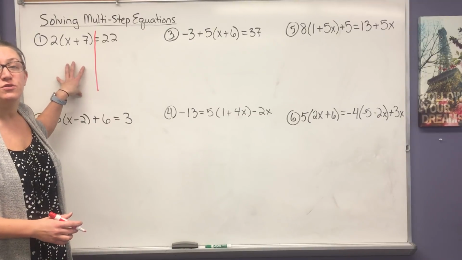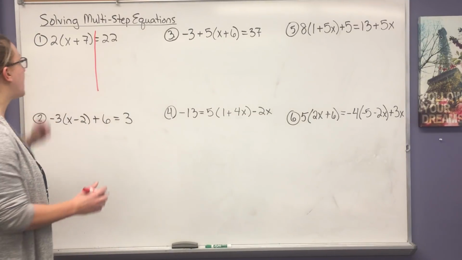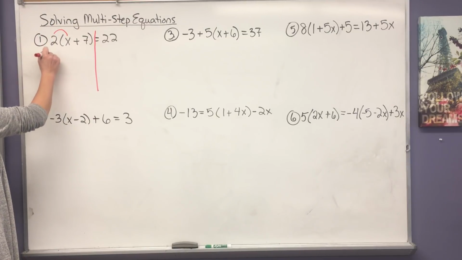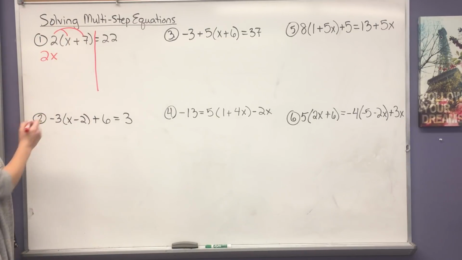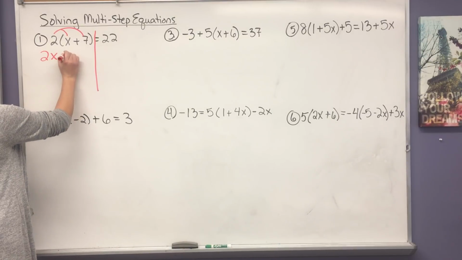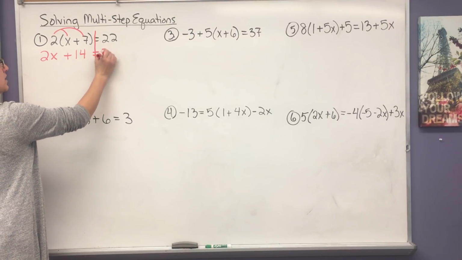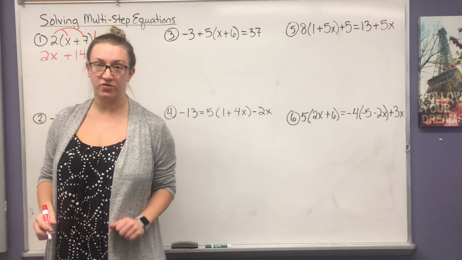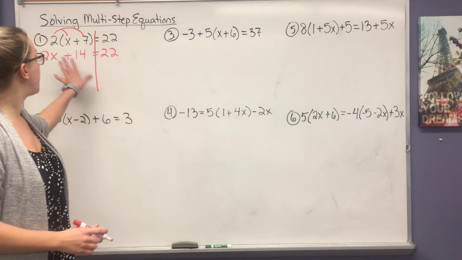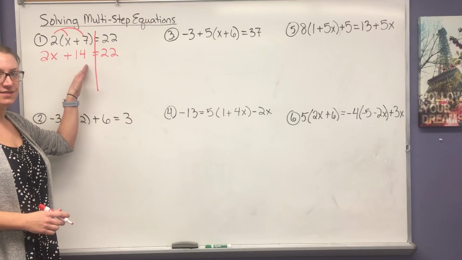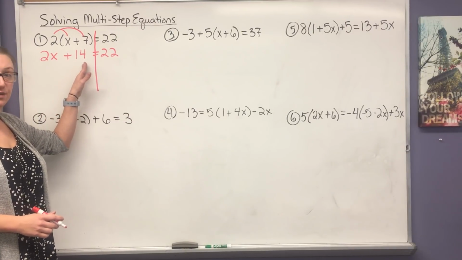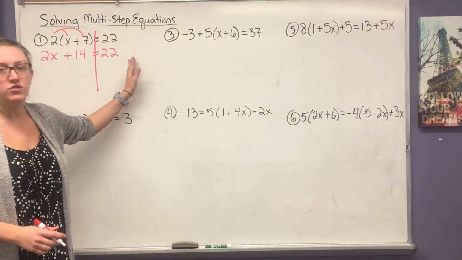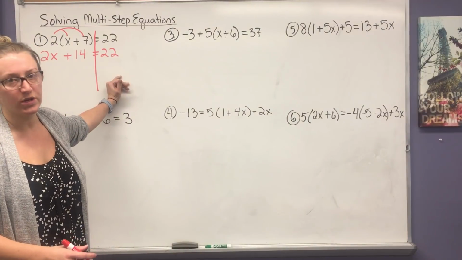So the first thing we're going to do is check for distributive property on the left side, which I do in fact have. So 2 times x is 2x, and 2 times positive 7 is a positive 14. This is still equal to 22 because there's nothing I can do on the right side with distributive property. I check for combining like terms, which I cannot combine 2x and 14 because they do not have identical variables. And on the right side, I also do not have like terms because it is just a 22.